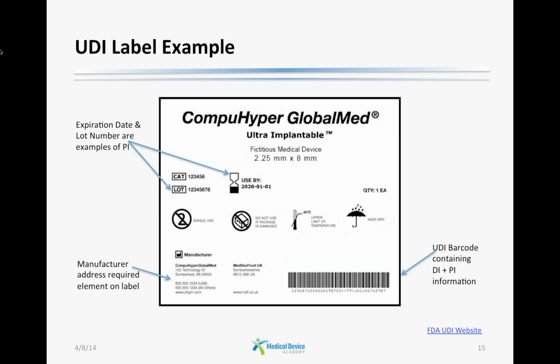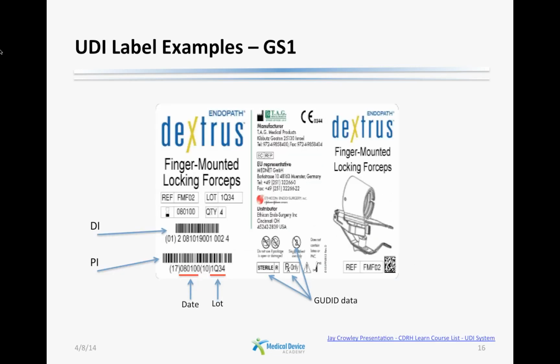Here's an example of a GS1 label format. In this illustration, the UDI is split into 2, one part for the device identifier, the other the production identifier. In this instance, the barcode format is GS1 128. Note the GUDID information contained on the label.